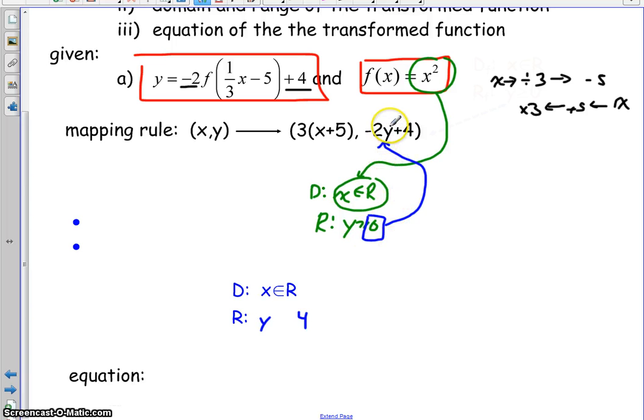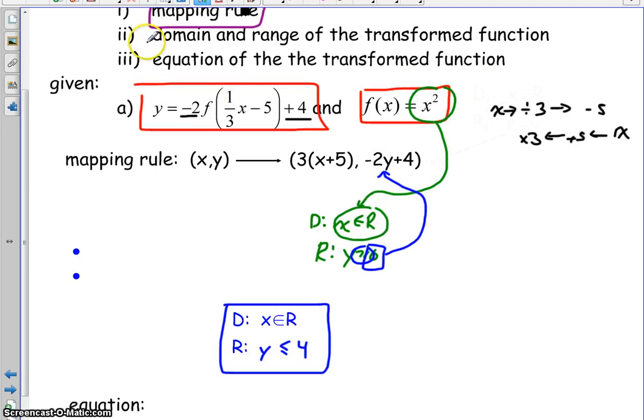Here, when I put in the 0, I multiply it by negative 2. Now I know 0 times negative 2 is still 0, but the fact that I multiplied by a negative here, knowing my rules of inequality, should change the direction of that sign from greater than or equal to less than or equal to. Okay, so this should be the domain and range of your transformed function. Now just to confirm, in part 3 it says to find the equation of the transformed function, which is really just applying function notation to everything that we have here.